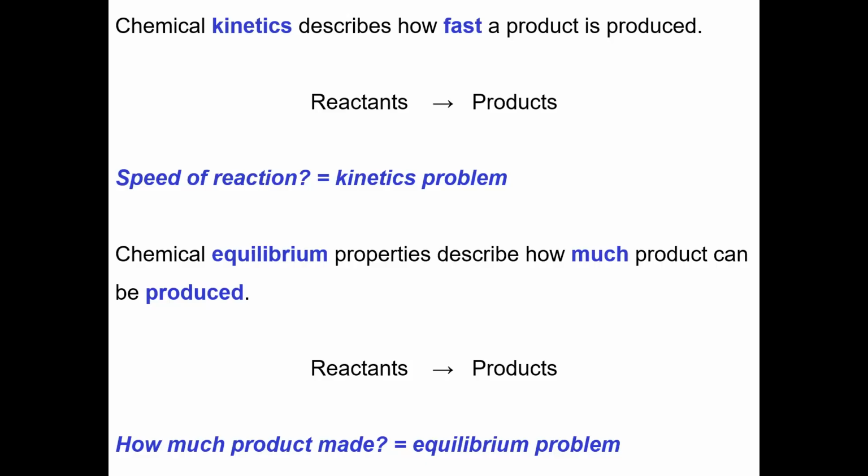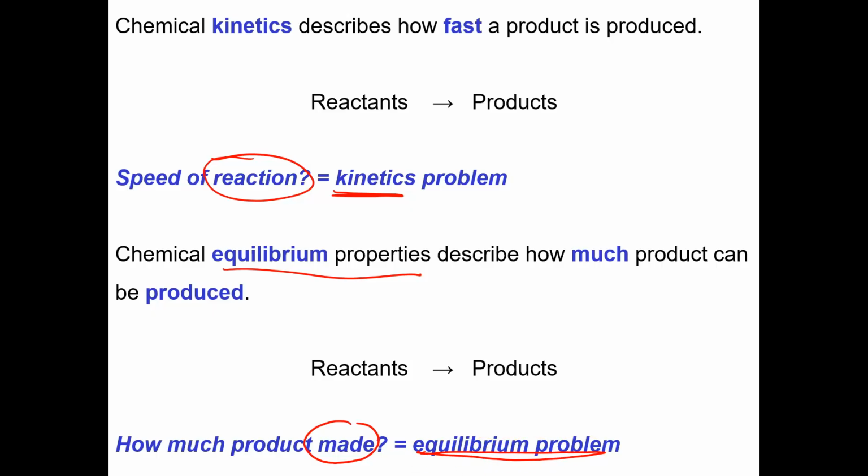So whenever you are presented with a problem that is discussing the speed of a reaction, then that's going to be a kinetics problem, and we're going to be doing things like integrated rate laws and method of initial rates in order to solve that problem. Chemical equilibrium properties describe how much product can be produced. That is, if we want to know how much product is made, we're probably going to be doing an equilibrium type calculation.